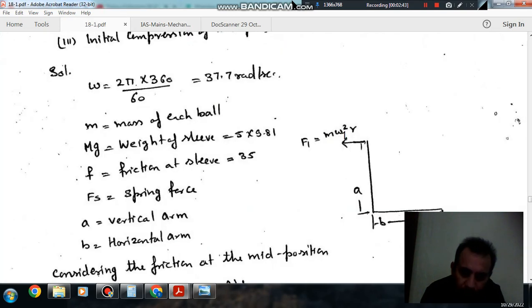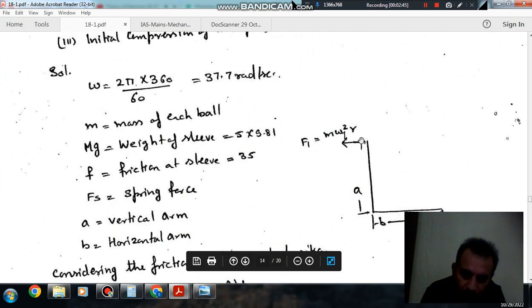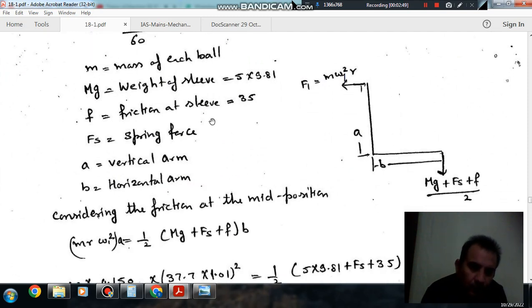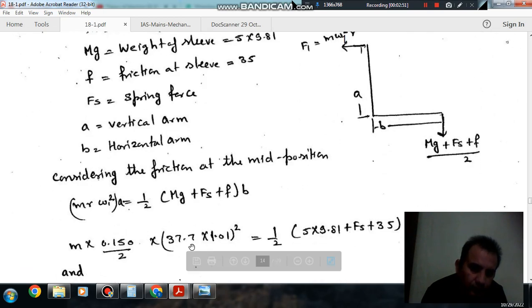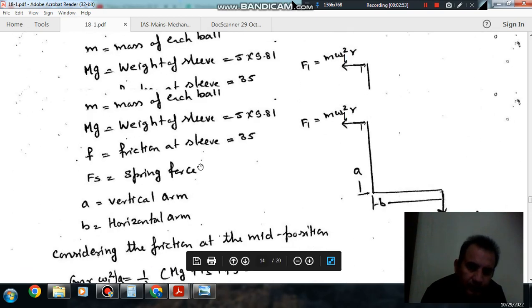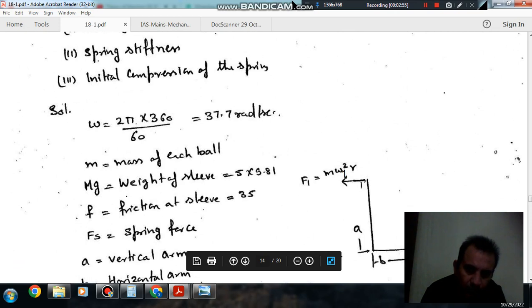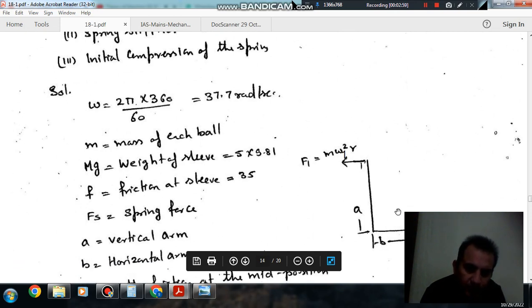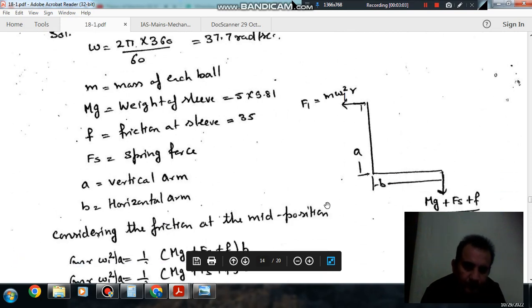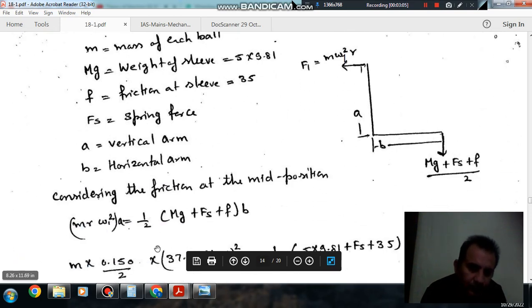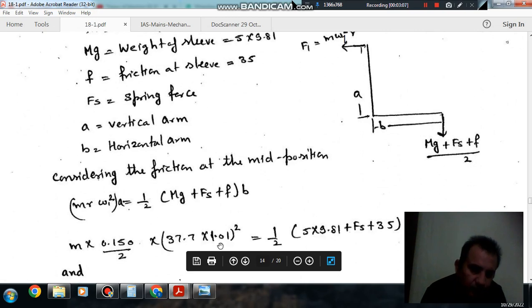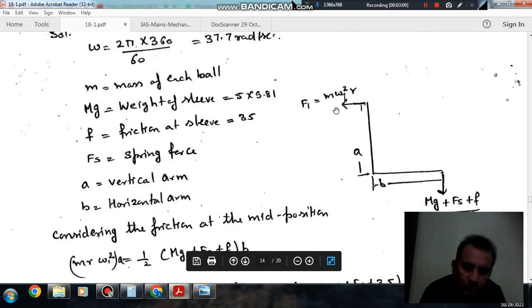So when the sleeve is trying to move up, omega 1 becomes 1.01 of omega. That is the speed when there is no lifting or no lowering of sleeve, and omega 1 is the speed when it tries to move up at the mid position. So omega 1 is 37.7 into 1.01.